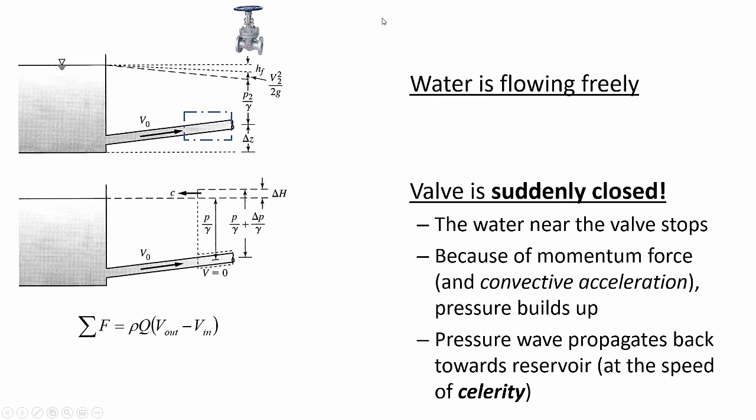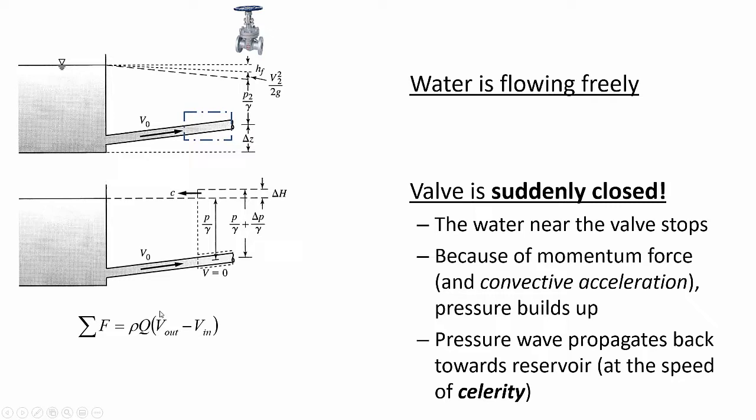When the valve is suddenly closed, think about this control volume. The water that's close to the valve stops before the water that's further away. It's not instantaneous because water is a little bit compressible. It's not very compressible at all, but it's a little bit compressible. And so the water close to the valve stops before the water further from the valve, and that causes an acceleration. It's decreasing its velocity, creating a difference between the outflow and the inflow. The water flowing out towards the right may be zero, but there's still water flowing in.